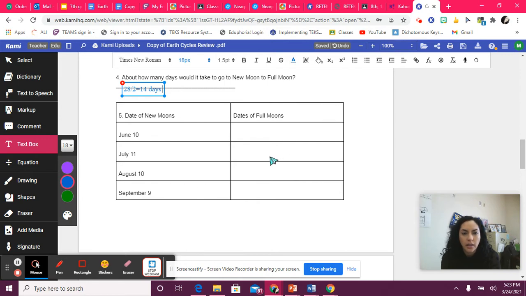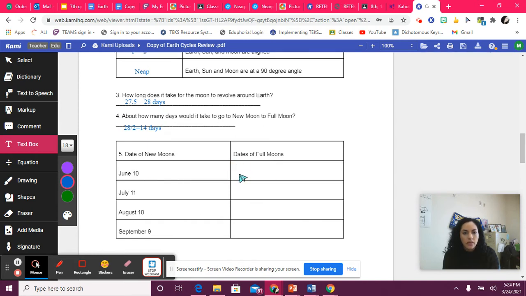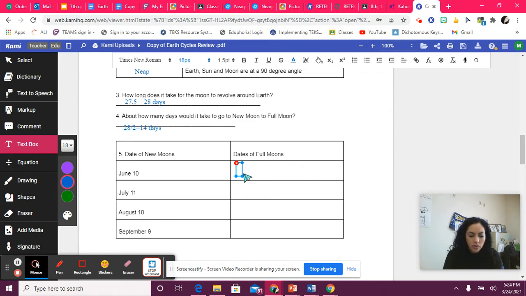So this is how you're going to be tested, guys. Dates of new moons and dates of full moons. We already just mentioned, if it takes 28 days for the moon to make a complete revolution around Earth, if we want just half of it, then that's 14 days. So all you have to do is add 14 to June the 10th. So June the 10th plus 14, June the 24th.